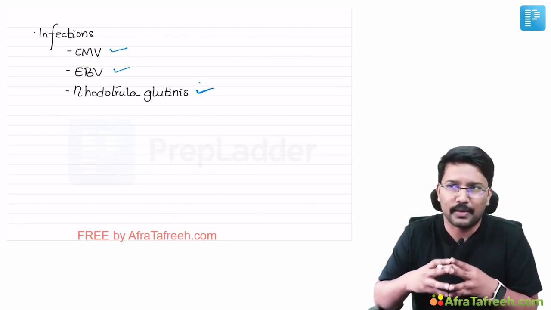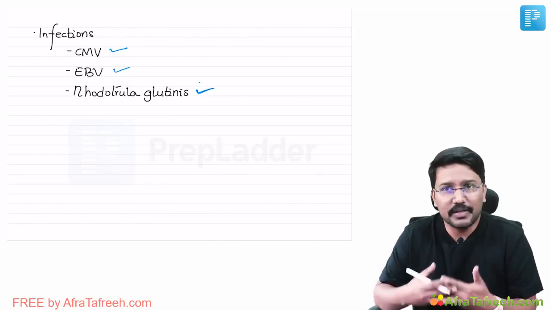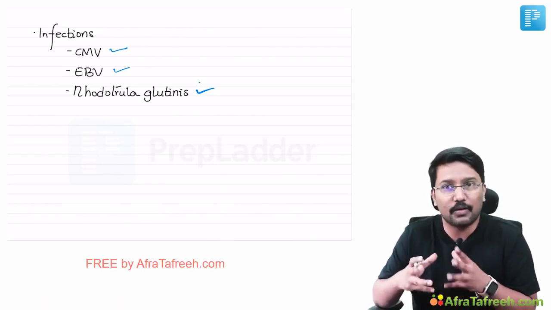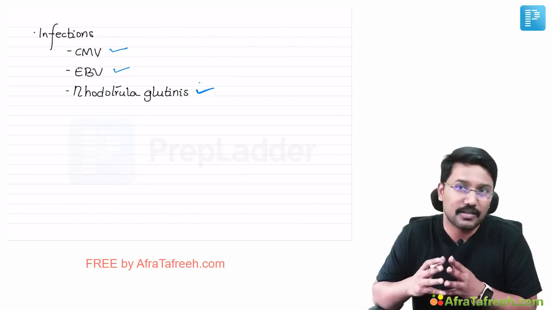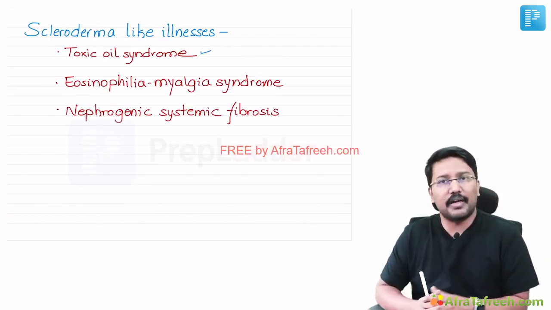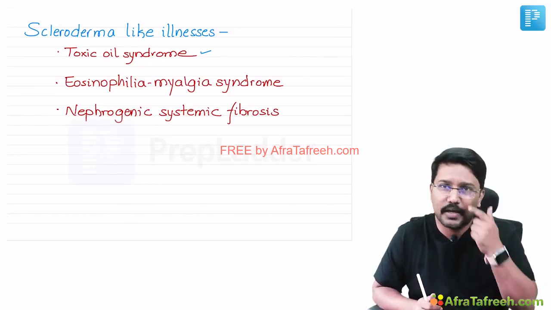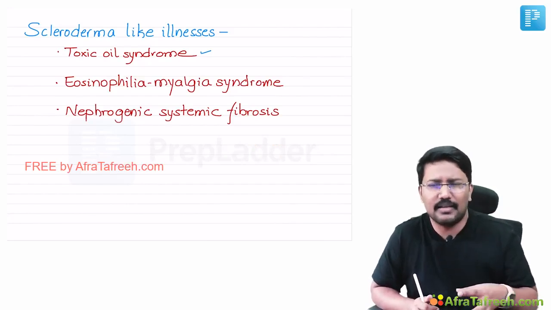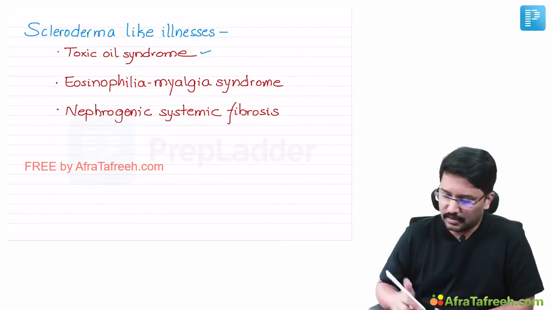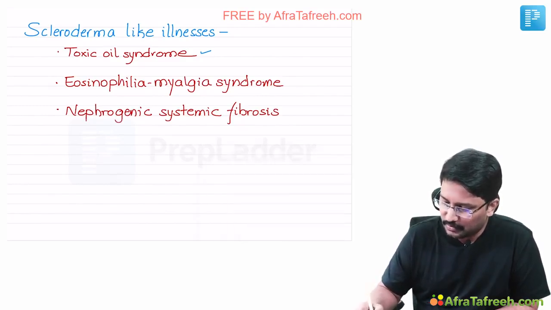So what we understand so far, genetics plays a minor role and the environmental factors play an important role. What cements our understanding of the importance of environmental factors is that there are certain disorders which we can call scleroderma mimics or scleroderma-like illnesses. These are the examples: toxic oil syndrome, eosinophilia myalgia syndrome, and nephrogenic systemic fibrosis. These are illnesses which are usually triggered by exposure to certain toxic substances, and they literally mimic scleroderma. Clinical presentation is very much similar to systemic sclerosis. Right. So that goes on to re-emphasize the importance of environmental factors in the pathogenesis of systemic sclerosis.